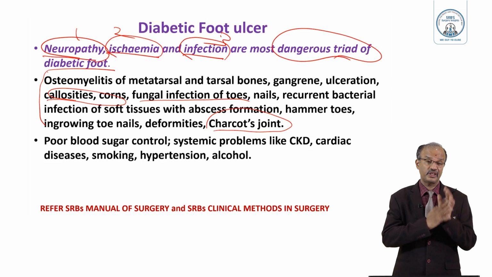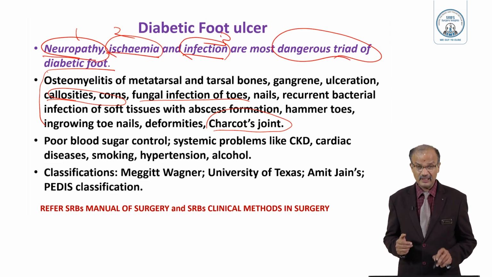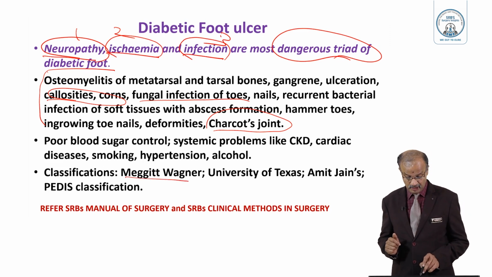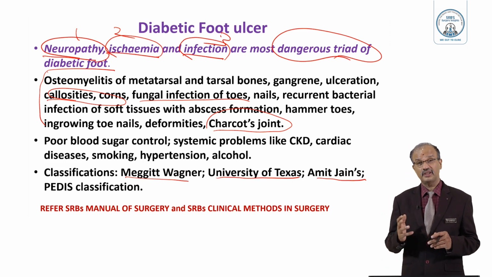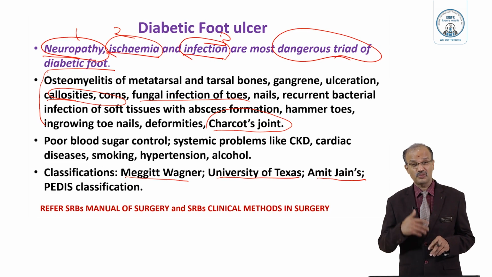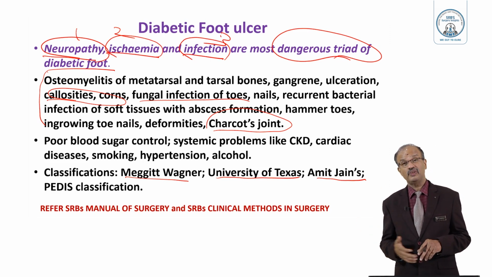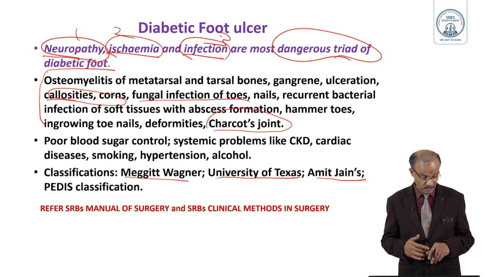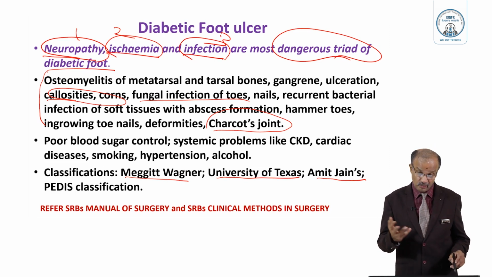So the foot complex gets destroyed. So that's important. A major disease actually. So different classifications, you can read my book, it is there. I'm not going to detail that. Meggitt-Wagner, the old University of Texas classification. Amit Jain, our Indian surgeon, did extensive work on diabetic abscess and foot, presented so many papers, and we are proud of him. He had his own classification and approach for the diabetic foot. It's very well accepted universally.